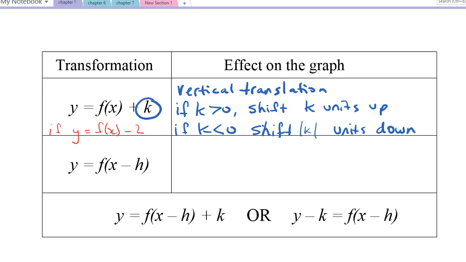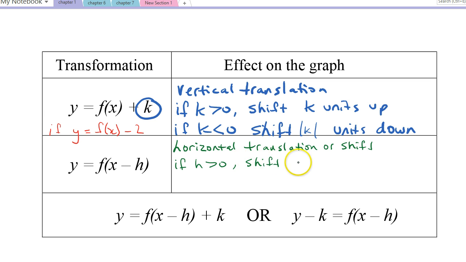Okay, so now looking at the h value, the h is responsible for a horizontal translation. And remember, the word translation means the same thing as a shift. Okay, so if h is greater than 0, then we shift h units right. And if h is less than 0, we will shift, and again I'll just say the absolute value of h units left.